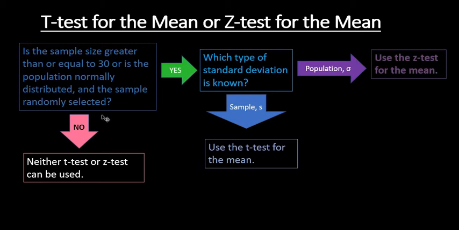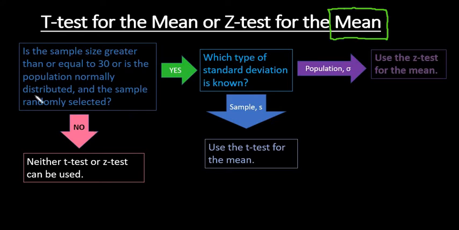Hi, for this video what I want to do is talk to you about whether you should use a t-test for the mean or a z-test for the mean. For both of these tests, somewhere in the problem it does have to state that you are doing a test for the mean. So it does have to state somewhere in there that you have a sample mean and that you are trying to do a test about a claim for the population mean.